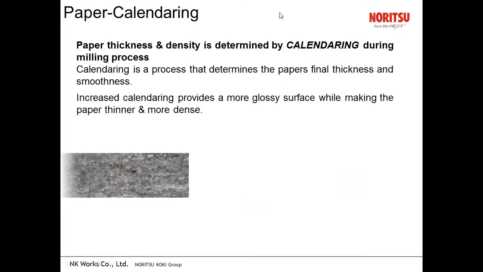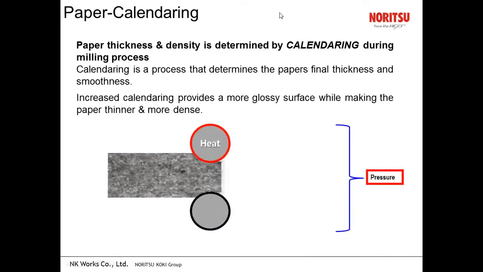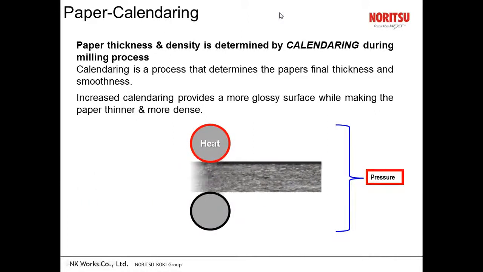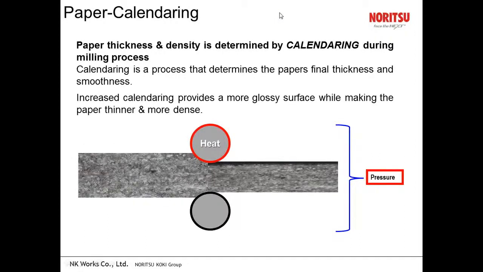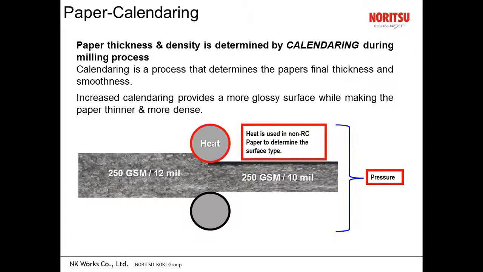The calendaring process is simply, during the milling of the paper, pressure and heat are used to create a denser paper. Generally speaking, they use the heat only on one side so that there's a greater calendaring effect on one side of the paper. And that is where the emulsion is going to be applied to reduce dot gain. So the paper usually has a higher density on one side than on the other.